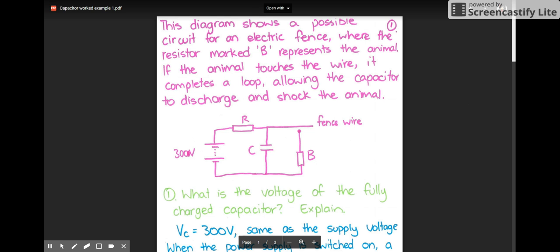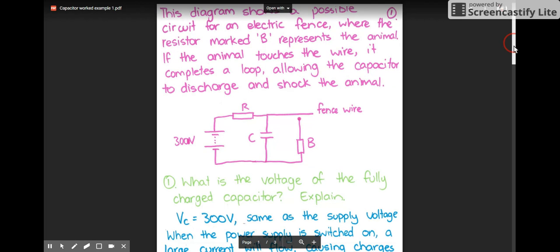So the electricity will flow around the complete loop. When the incomplete loop closes, when the animal touches the fence, then the capacitor will discharge back through the animal, converting all the electrical energy stored in the capacitor into energy experienced by the animal.